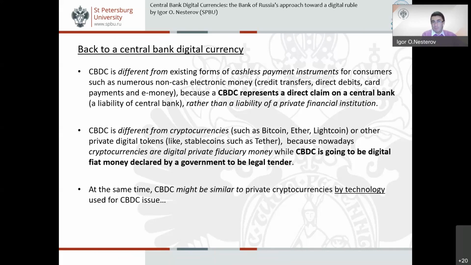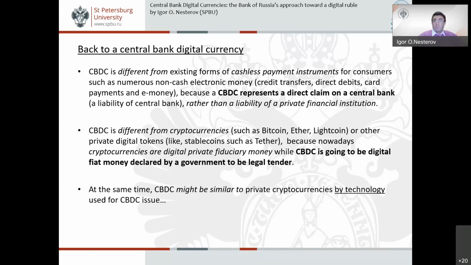Second difference, that is the difference of CBDC from cryptocurrencies, such as Bitcoin, Ether, or Litecoin, or other private digital tokens, like stablecoins, for example. Cryptocurrencies are digital private fiduciary money. They are not declared to be legal tender. Actually, in some economies, in some countries, private digital currencies, cryptocurrencies are prohibited. For example, China.